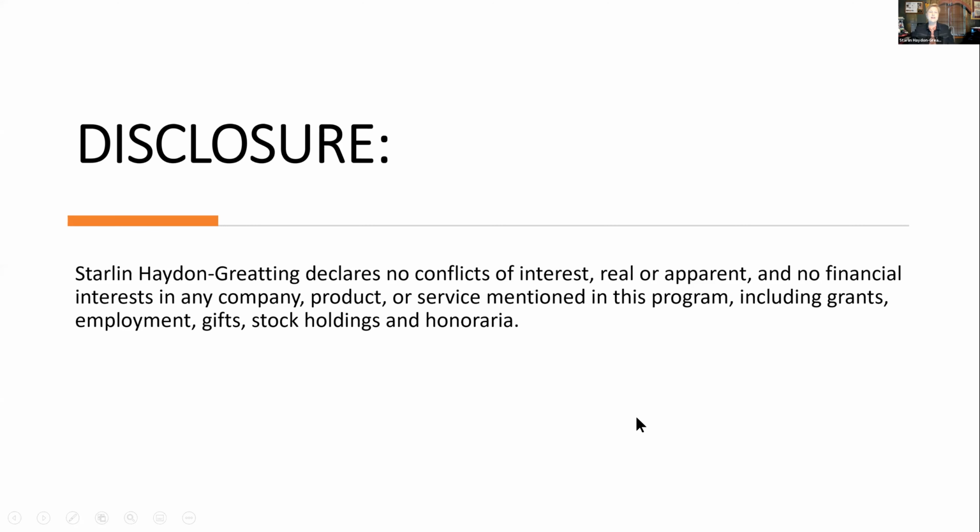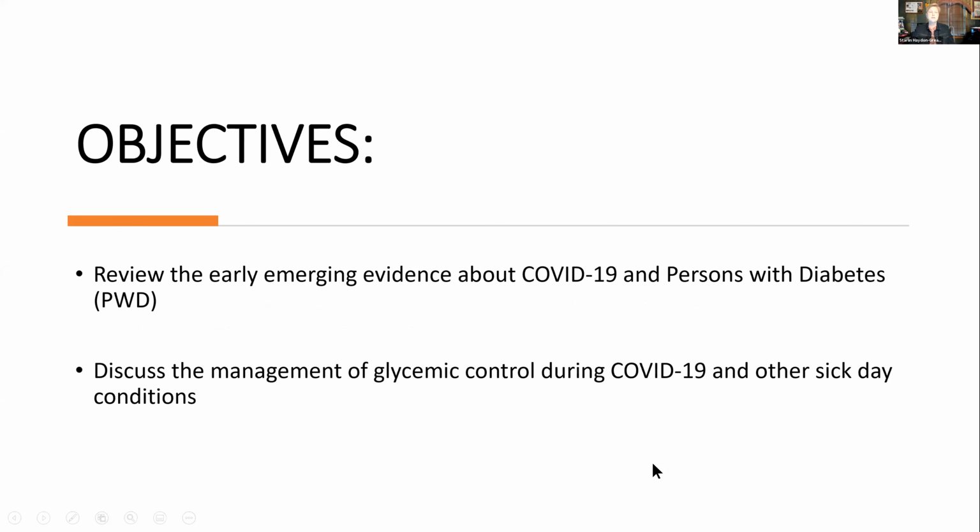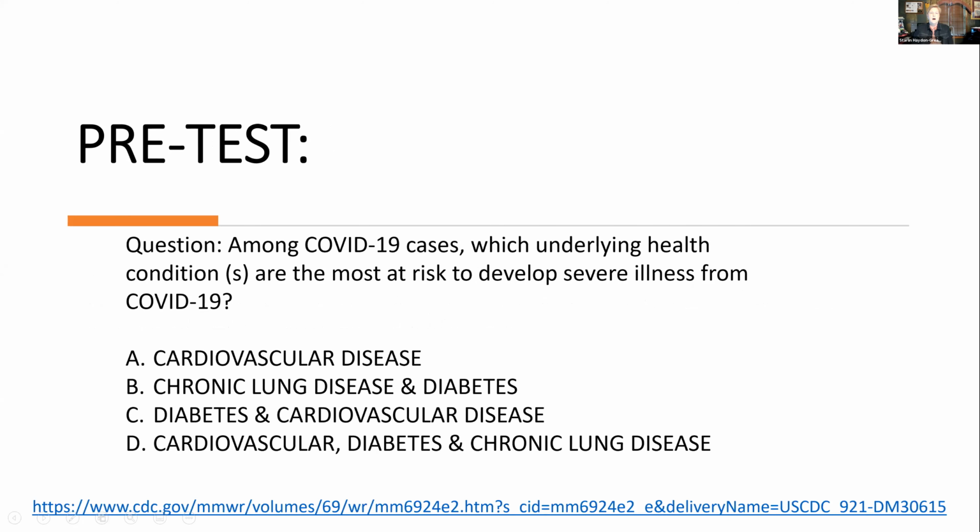I don't have anything to disclose. Here are the objectives. We're going to review the emerging and changing evidence with COVID and people with diabetes, and discuss some glycemic control during this process. Our pre-test question is, among COVID-19 cases, which underlying health condition, or conditions, are the most at risk to develop severe illness from COVID-19? And you have options A, B, C, or D.